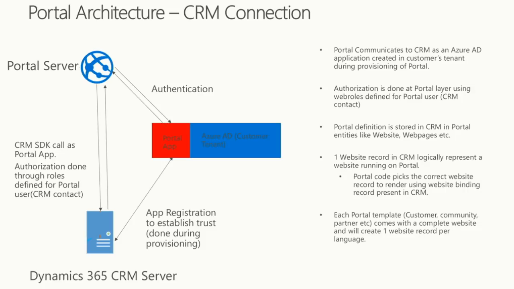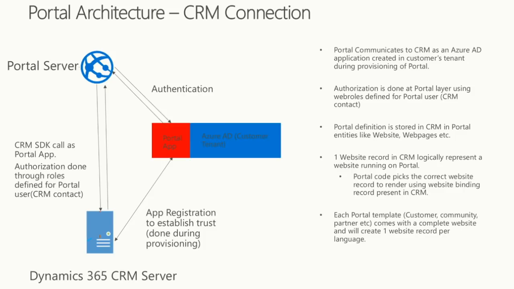So what we do is, whenever you provision a portal, you have an Azure AD connected to your tenant. That comes by default the moment you have an Office 365 subscription. When you provision a portal, we create an application in it. If you go to the Azure AD connected to your tenant, you will see a bunch of applications that say Microsoft CRM Portals, if you have multiple portals.